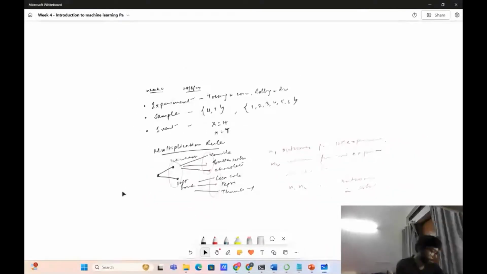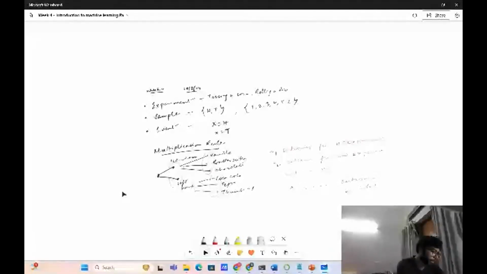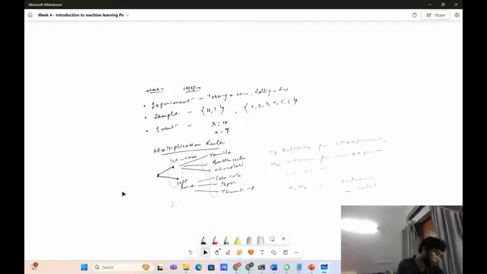Okay. So basically, this is the multiplication rule for n1 outcomes. For each of those n1 outcomes, if you have n2 outcomes for the second experiment, your total outcomes will be n1 times n2 times dot dot dot. So for the first experiment, you have two outcomes here. For the second experiment, for each of those two, you have three more outcomes. So the total number of outcomes will be six. These are the six outcomes.